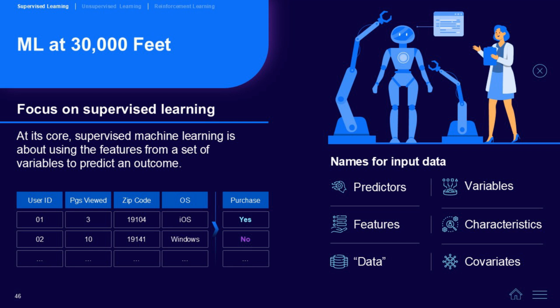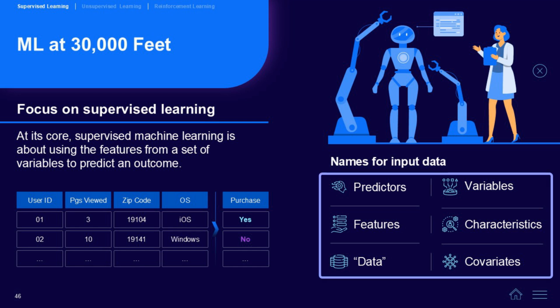Notice the different names for input data, such as predictors, features, and variables. They all refer to the same concept, characteristics of the data that we use to make predictions.